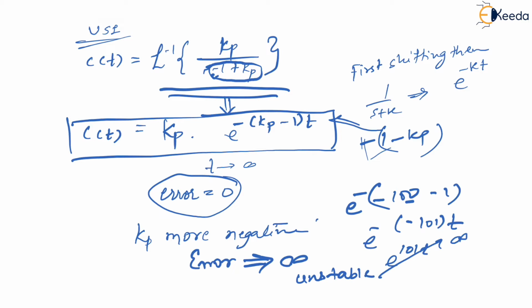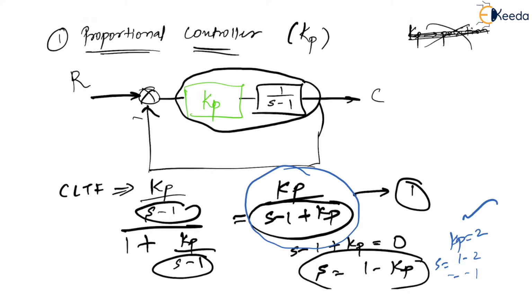But the advantage is that if the open loop system is unstable, then by properly tuning the value of kp, just as we have seen here, s is equal to 1 minus kp, right? Just by tuning the value of kp, you can basically make the system stable. That is what can happen. Okay? Yes, we have seen that.